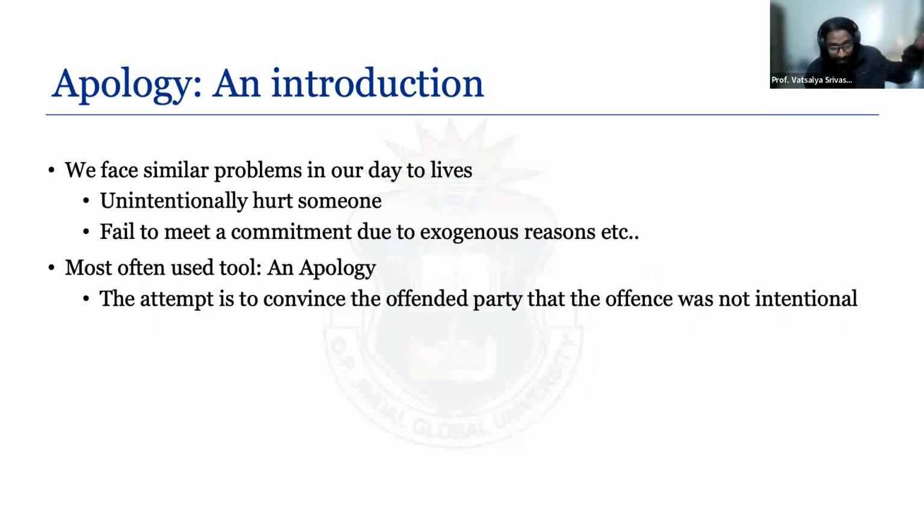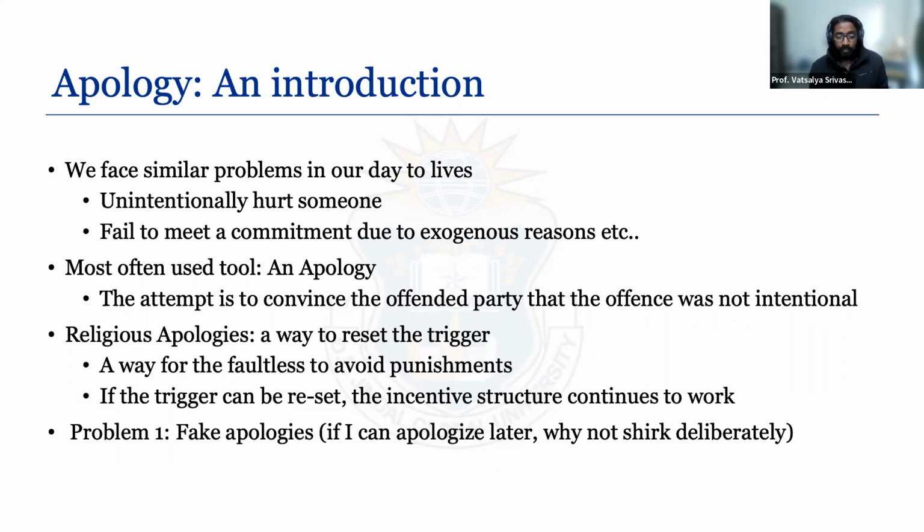Every country would want everybody else to reduce their emissions. And we need to come up with mechanisms of how to coordinate. And what I'm trying to get across is, if you want to come up with such mechanisms, you have to understand the pre-existing ones, including those like apology, where the attempt is to convince the offended party, whichever party suffered harm due to you, that the offense was not intentional, that it was due to a mistake. Now, in the religious context, obviously, as we've talked about, apologies are a way to reset the trigger, wash away your sins, a way for the faultless to avoid punishments. And more importantly, if the trigger can be reset, the incentive structure continues to work.